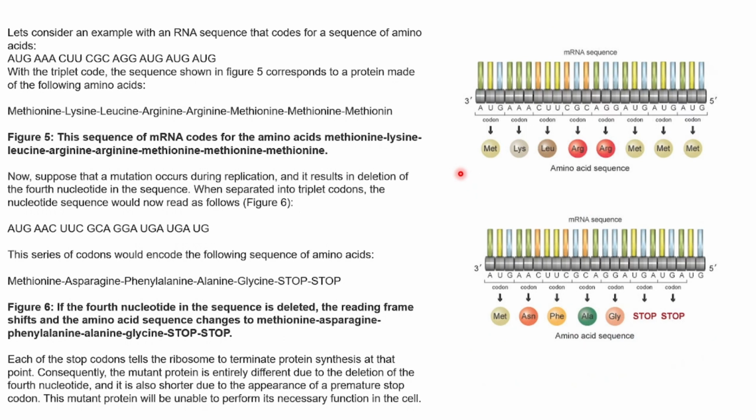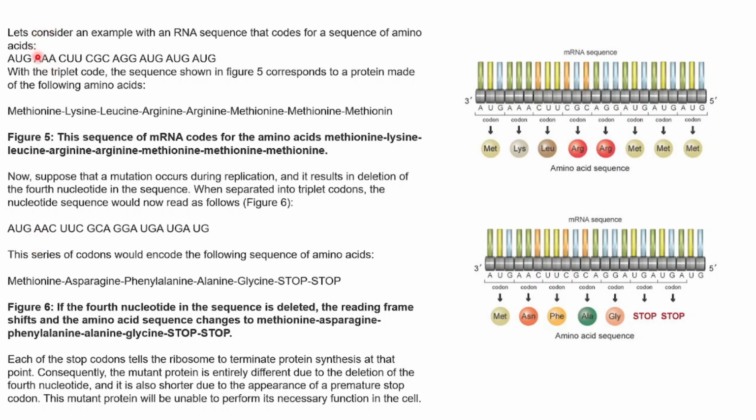So as you can see the example over here. With this triplet code, the sequence shown in the figure corresponds to a protein made of the following amino acids. Now suppose a mutation occurs during replication and it results in the deletion of the fourth nucleotide in the sequence. So the fourth nucleotide is deleted, that is this particular A is deleted. So instead of the 3 A's, now there are 2 A's.